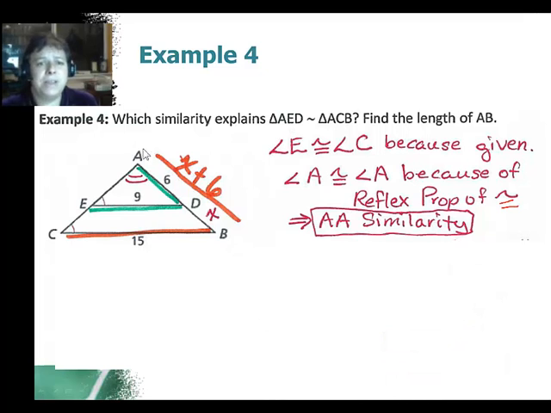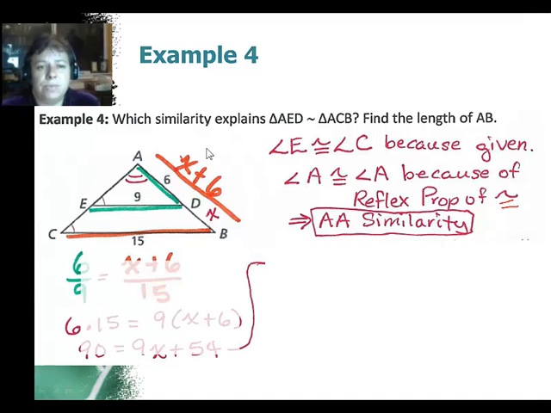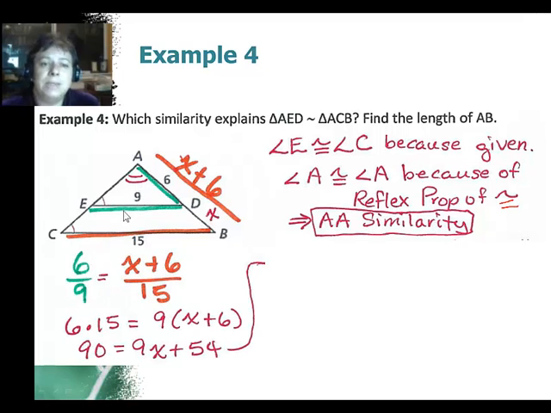Now I need to find the length of AB, which is this orange piece right here. Well, I'm going to go ahead and set up a proportion between the sides of the two triangles. So I'm going to say 6 is to 9 as x plus 6 is to 15. Now, why do I have x plus 6? Well, I put my x on this little piece instead of the whole thing, although I could have done the whole thing. And I said, okay, if this little piece is 6, then this long piece is x plus 6.